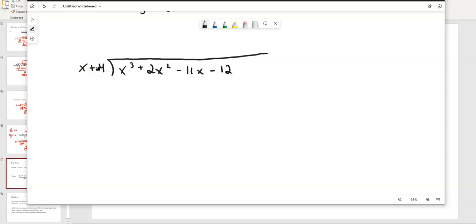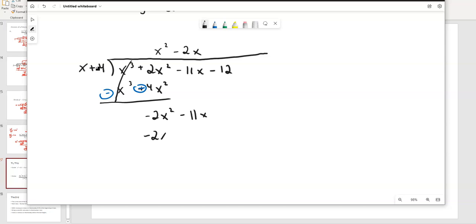Take the leading terms and divide them. X to the third divided by x is x squared. So when I multiply, x squared times x is x to the third plus 4x squared. Remember, we're subtracting, so subtract, and I end up with no x to the thirds. 2 minus 4 is negative 2. Bring down the 11x. Negative 2x squared divided by x is negative 2x.